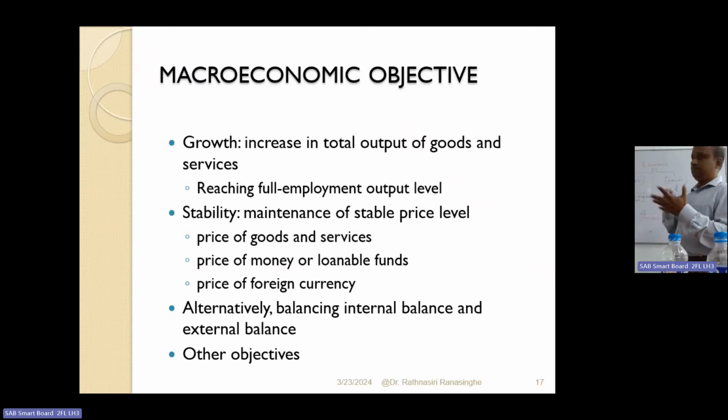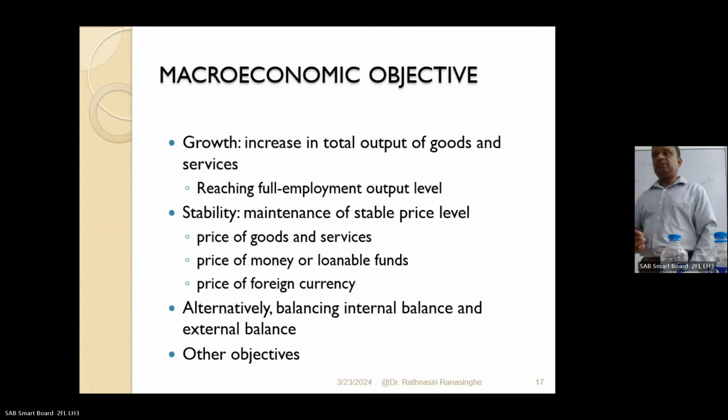That means we need to keep certain resources for the future generation as well. While keeping such resources for the future generation, we need to utilize the resources in the most efficient way in order to reach the maximum productive capacity. And also stability. Stability means maintaining stable prices. So stability has two forms.